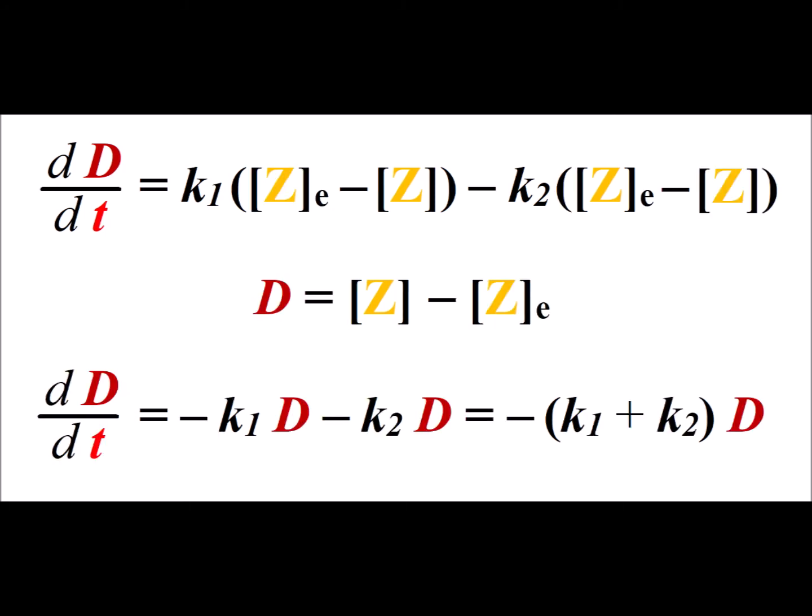Next, we make use of the fact that the quantity in the parentheses, the equilibrium concentration of Z minus the current concentration of Z, is exactly equal to minus our quantity big D. So with making that substitution, the change in D per unit time is equal to minus the quantity k1 plus k2 times D.